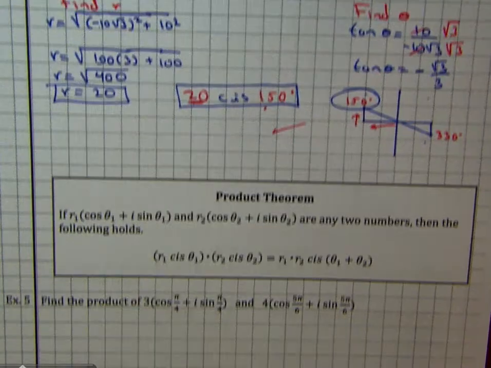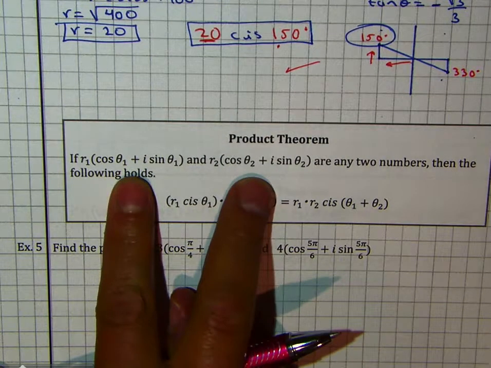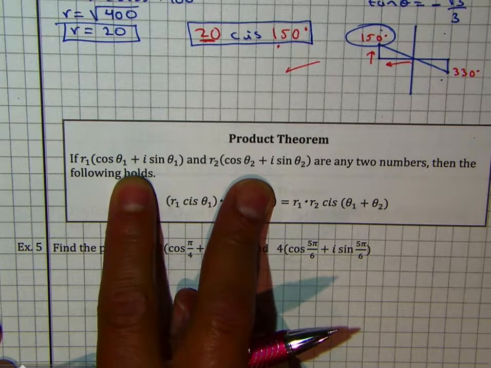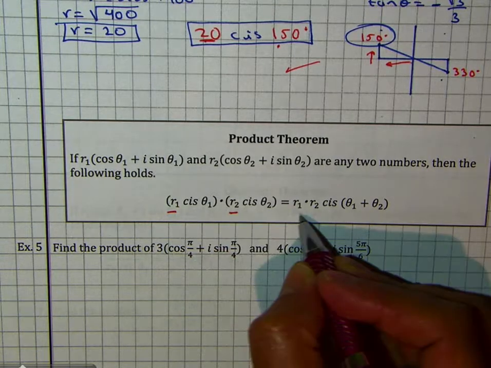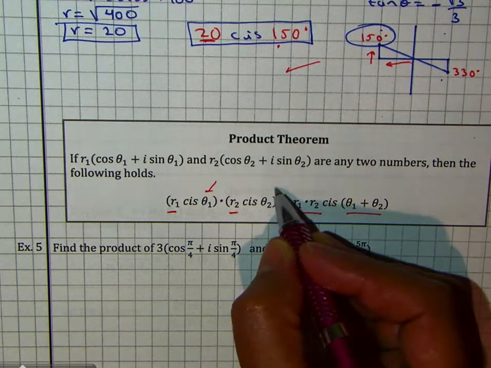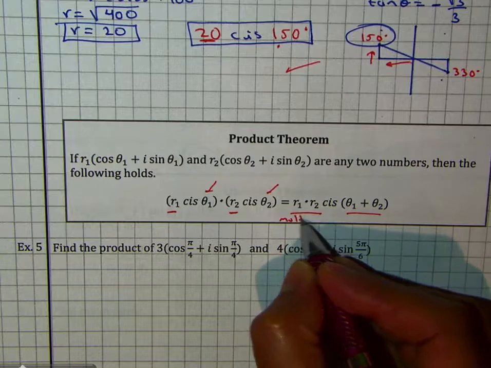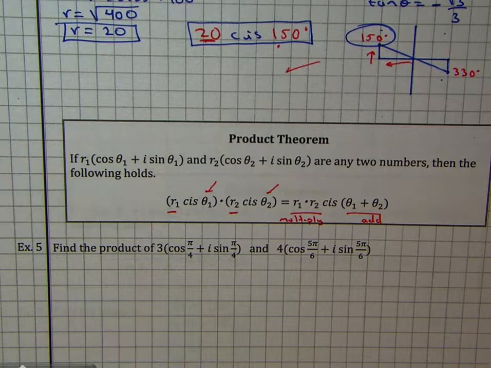And that is what your theorem below says. So if you have two complex numbers in trig form, the way that you can multiply two complex numbers is to multiply your resultants and add your angles. So you multiply the r's, and you add your angles. And you end up with the same answer.